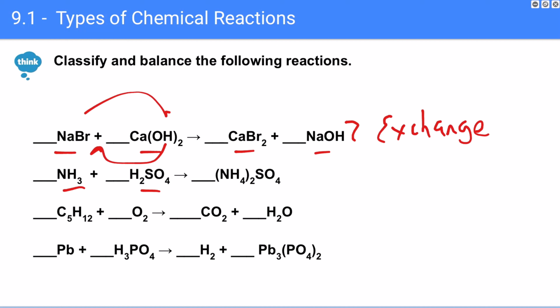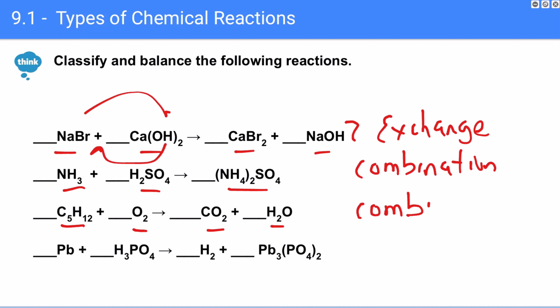Here you have 2 things becoming 1, so that is going to be a combination. You have a carbon and hydrogen that reacts with oxygen to produce carbon dioxide and water, so this is combustion. An element plus a compound producing an element in a compound, this is displacement.